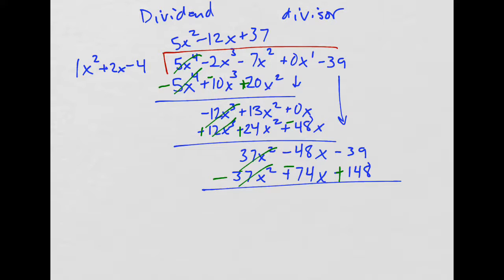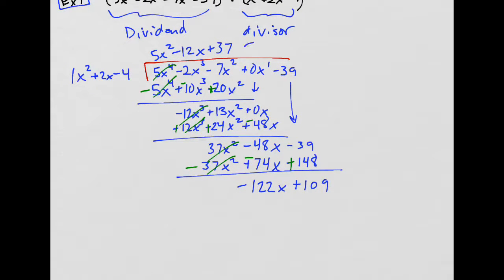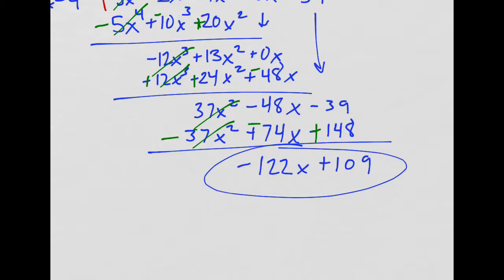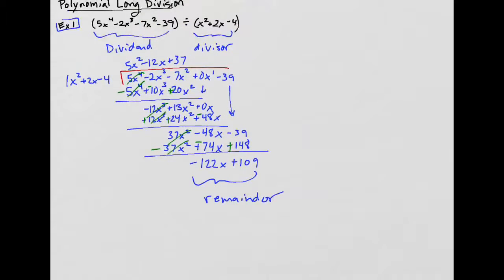This adds up to 122x, and it's negative. Oh, that's green. I don't want green. Negative 122x. This one does not add up, and that's positive 109. And if I try to go again, what times 1 gives me 122? Okay, negative 122. But what times x squared gives me x? Oh, that's weird. We're done. This is the remainder. Whenever the remainder is of smaller degree than the divisor, that means you're done.